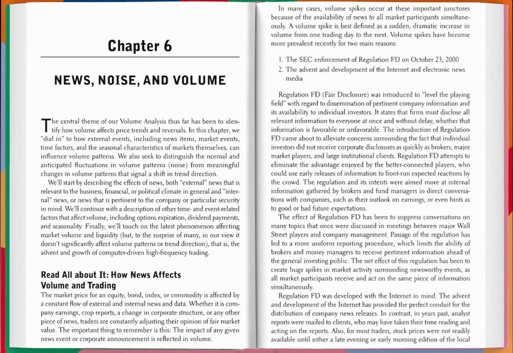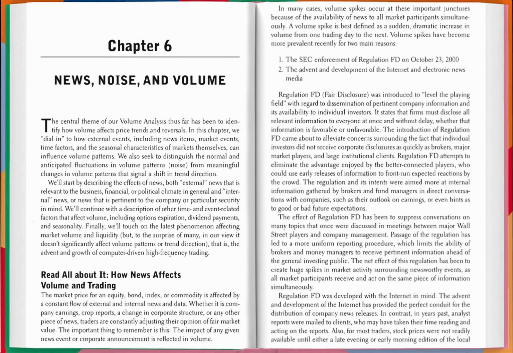Chapter 6. News, Noise, and Volume. The central theme of our volume analysis thus far has been to identify how volume affects price trends and reversals. In this chapter, we dial in to how external events, including news items, market events, time factors, and the seasonal characteristics of markets themselves, can influence volume patterns. We also seek to distinguish the normal and anticipated fluctuations in volume patterns, noise, from meaningful changes in volume patterns that signal a shift in trend direction.